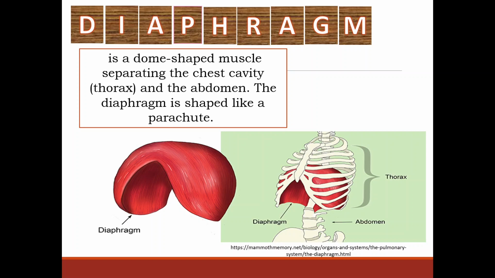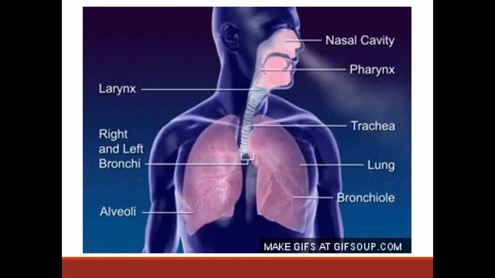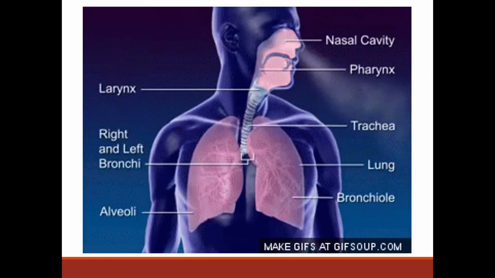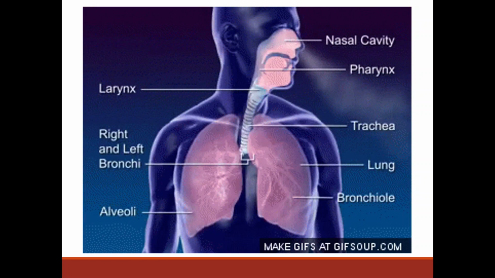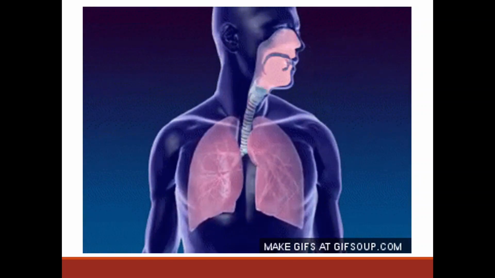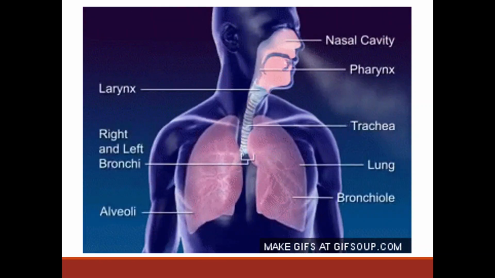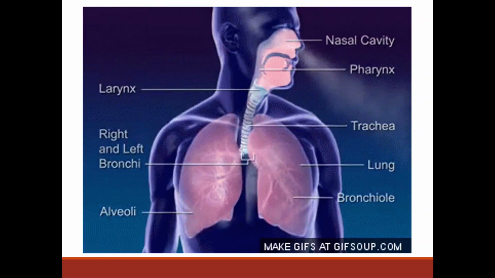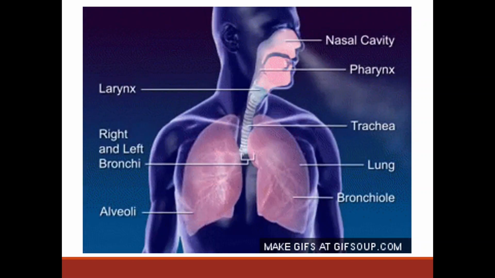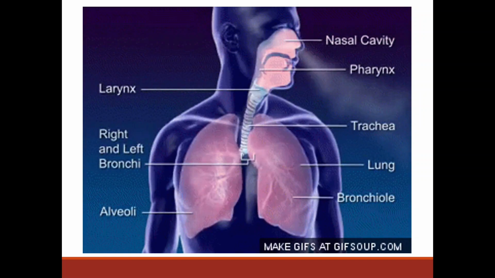Here is the animation of how air enters into our body, involving the different parts of the respiratory system. Air enters into our nose, filters in our nasal cavity, then goes down into our pharynx, to our larynx, and passes through our trachea. In our trachea, there will be a filtration done here. Then it will branch out into the left and right bronchi, and then into our bronchioles, and then into our alveoli.